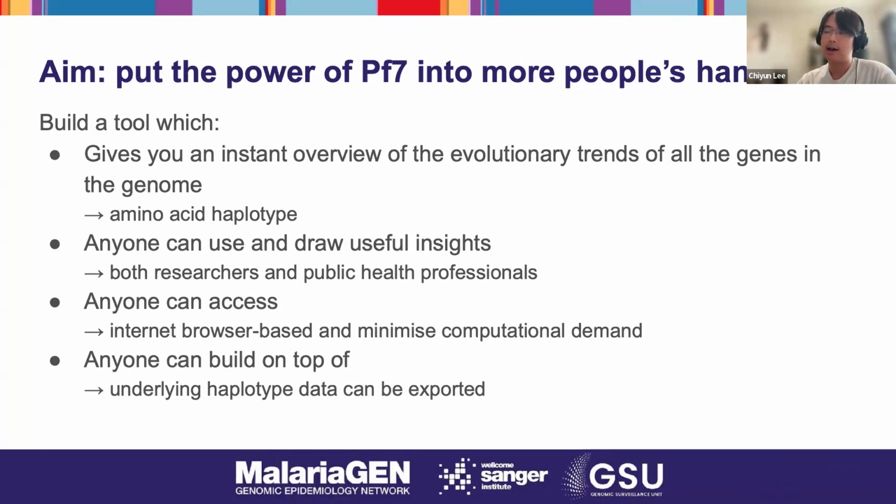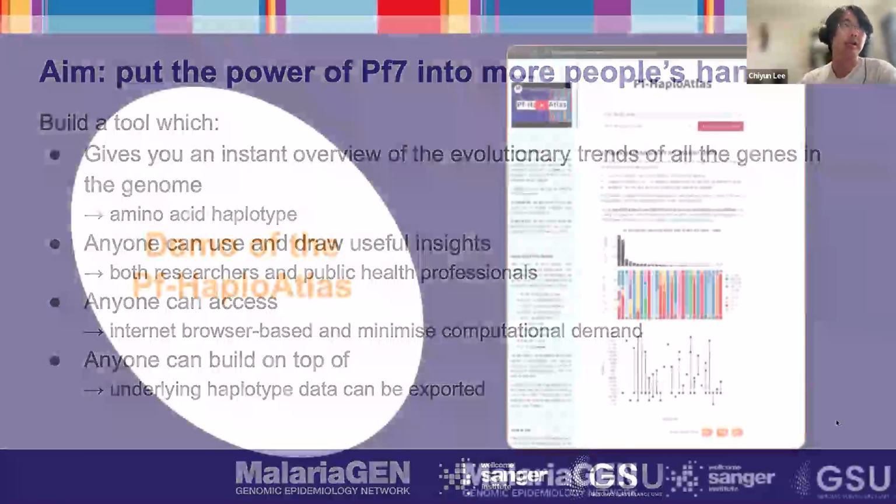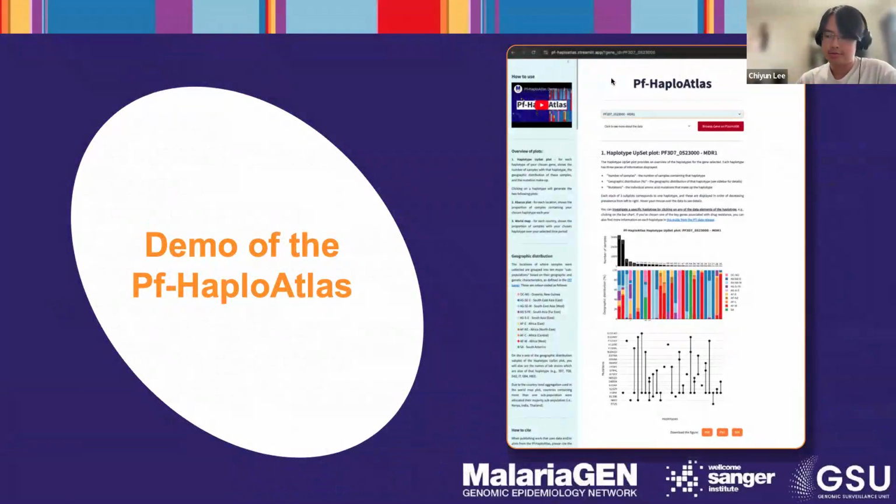Additionally, we want to minimize any computational demand required for people to access the data from the Pf-HaploAtlas. So really, we want people to get things on demand instantly. And then finally, we also want to share this data as well. We want people to be able to build on top of what we've built. So people can export the underlying haplotype data so that you can use it for your own personal needs. So that's it in terms of a rough overview. I'll hand over to Nina, who will take you through the demo.